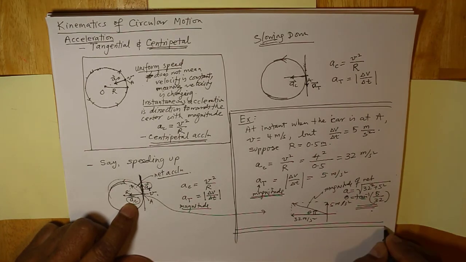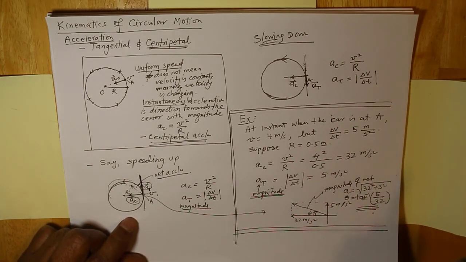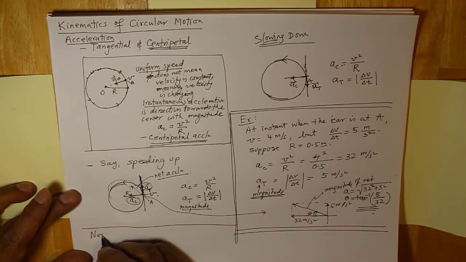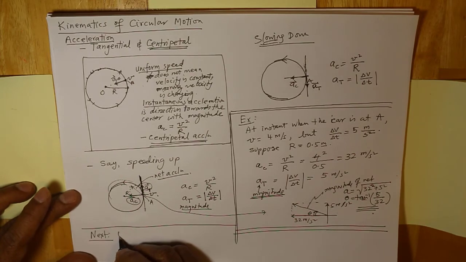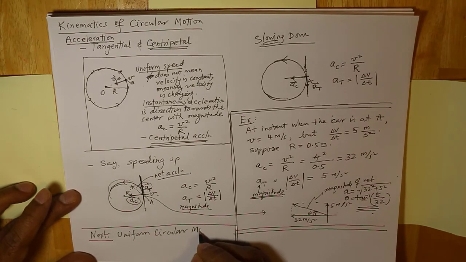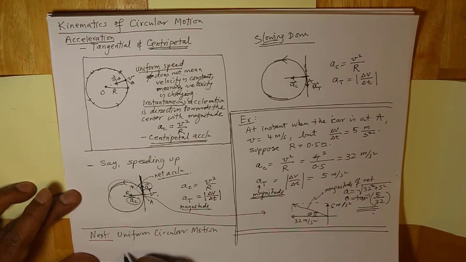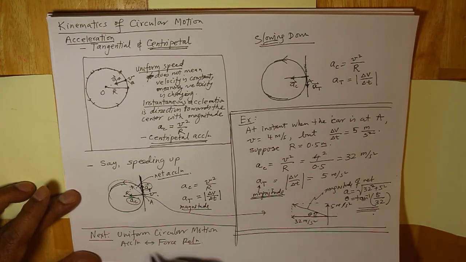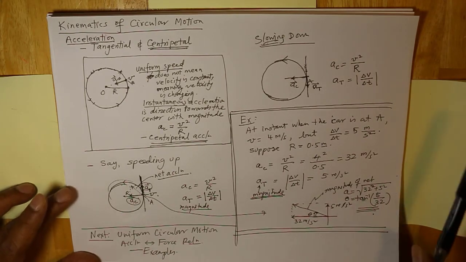Okay, so I'm going to stop here. Next we're going to talk about, in a uniform circular motion, what is the acceleration and force relationship. And with some examples, next time we're going to work it out for uniform circular motion.